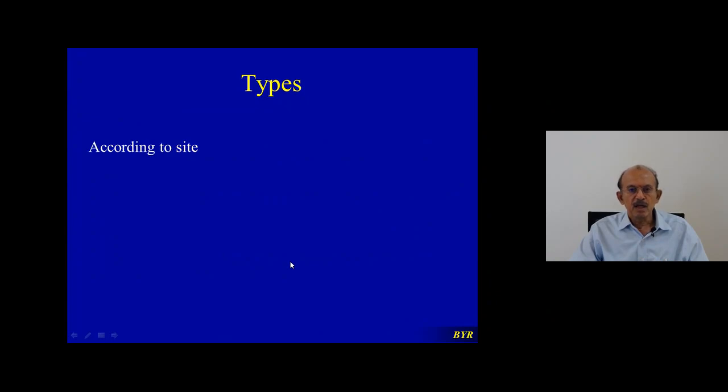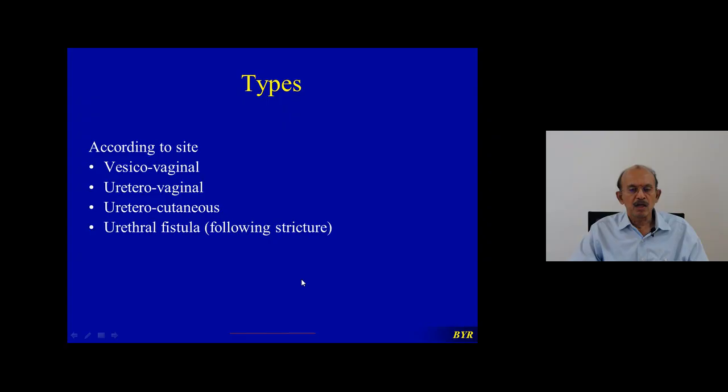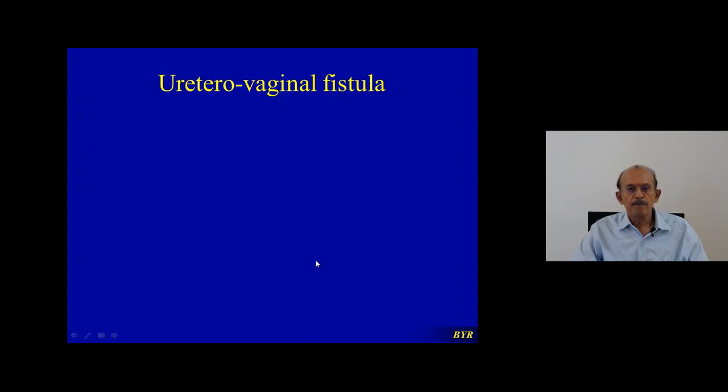Types of urinary fistula according to the site: vesicovaginal, that means between the urinary bladder and vagina; ureterovaginal, between the ureters and the vagina; ureterocutaneous; urethral fistula, following stricture of the urethra. The ureterovaginal fistula usually follows surgery on uterus, ovary, or colon.